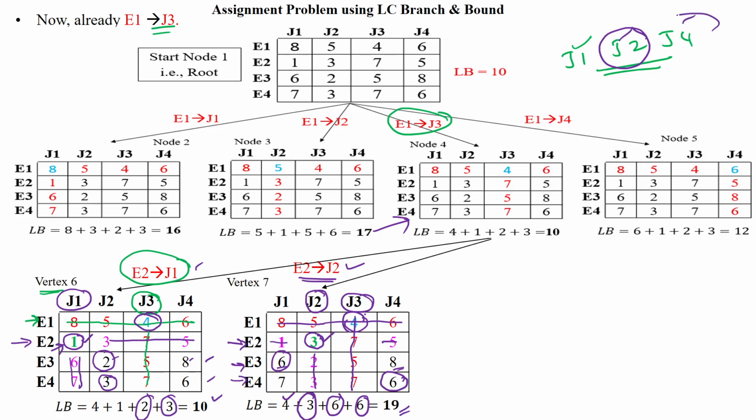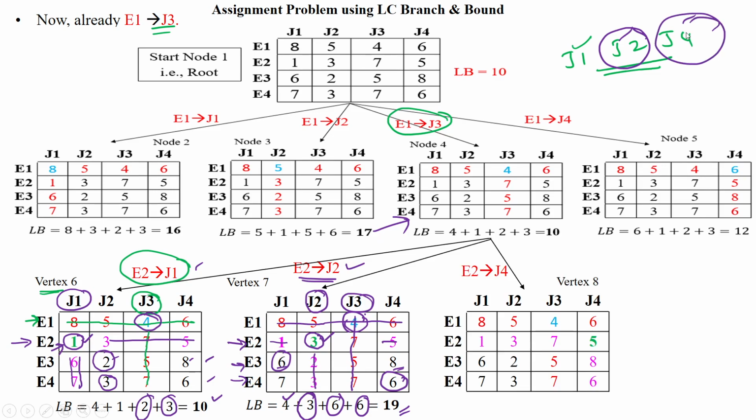Another possibility is job number 4 for employee number 2. When you are assigning job number 4, this is the cost to do job number 4 by employee 2. Once it is selected, job number 4 and employee 2 are engaged, so they are not available. Job number 3 is already not available from level number 1. So now we have to calculate the lower bound.